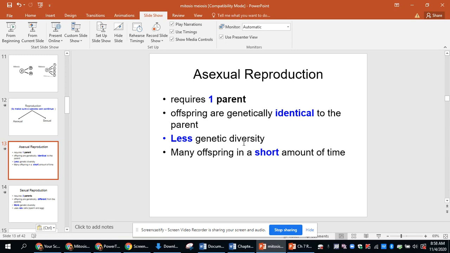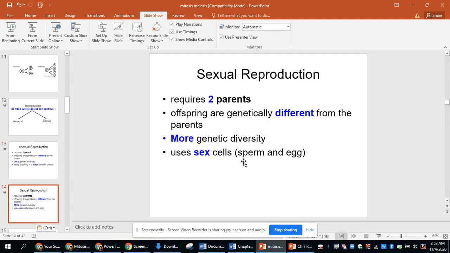There's less genetic diversity, but it allows for a lot of offspring to be created in a short amount of time. In sexual reproduction, there are two parents that contribute the DNA, and this allows for a lot of diversity or differences between the offspring. And that's going to be good because it's going to increase the survival of those offspring.